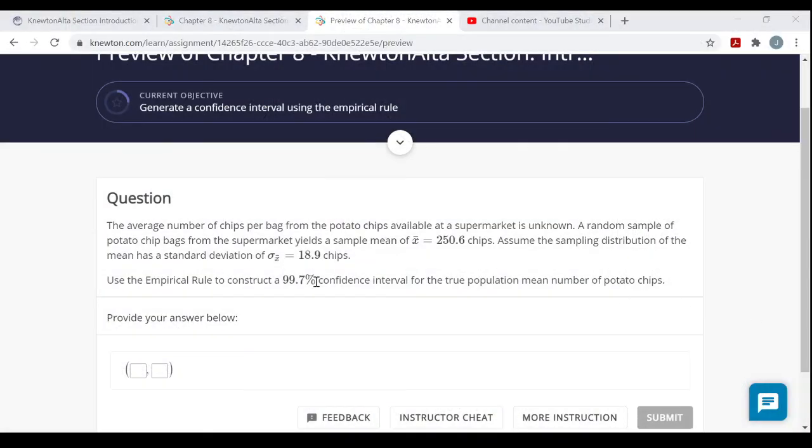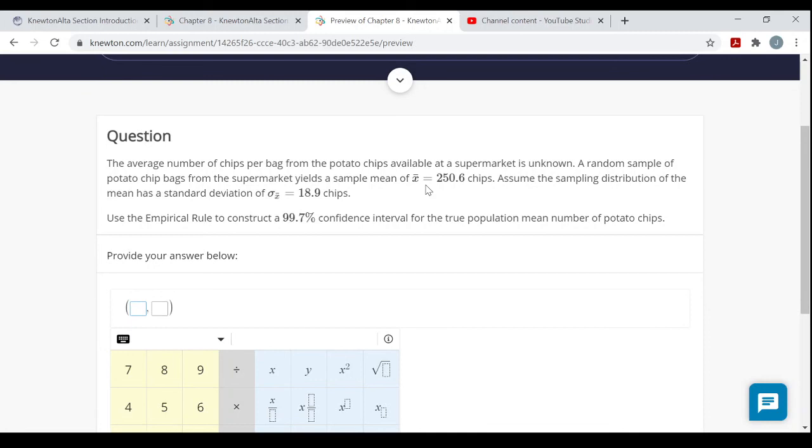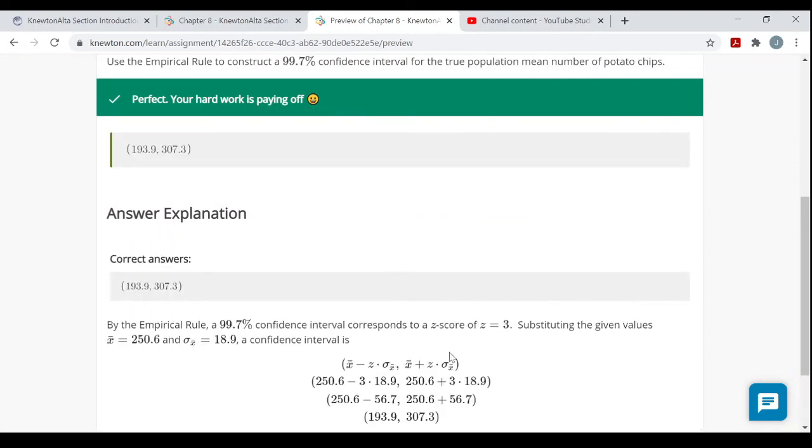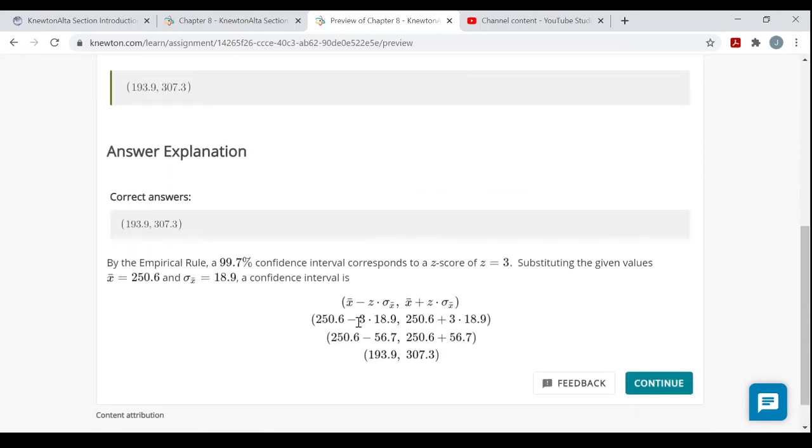All right, but they just want the lower bound and upper bound. So based on this particular sample, we're 99.7% confident that the average number of potato chips per bag available at this entire supermarket is somewhere between 193.9 chips and 307.3 chips. And again, see the minus 3 times 18.9 and plus 3 times 18.9.